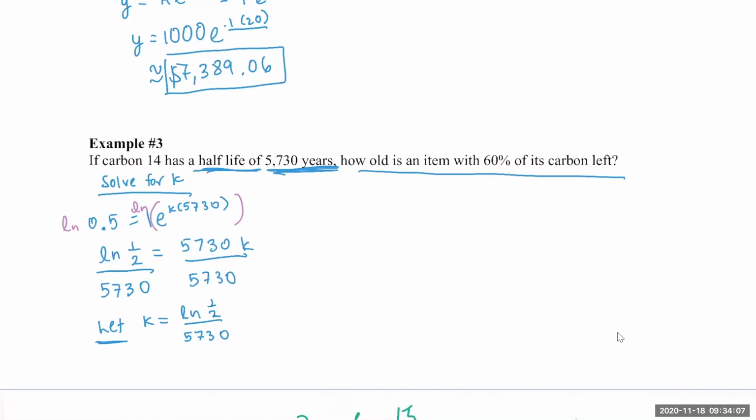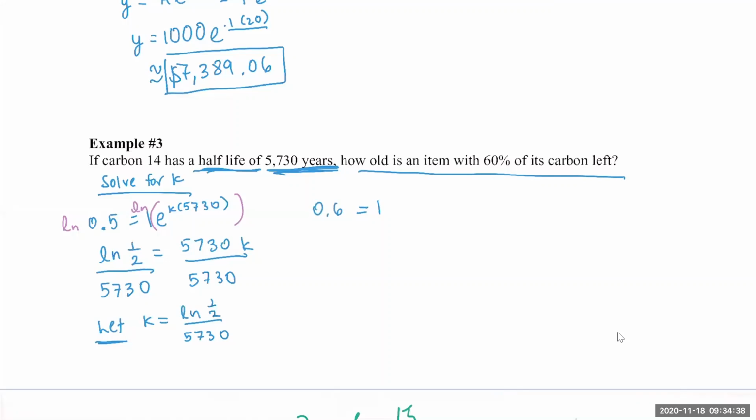Since we don't have an actual model with an initial amount, the question is, how old is an item when 60% of the carbon is left? So we're going to use the same constant value, and this time, if you start with 1, how much of 1 is still left of carbon 14? If you start off with 1, this question is asking how long it takes to reduce to 60% of what you began with. So 60% of 1 should be 0.6.